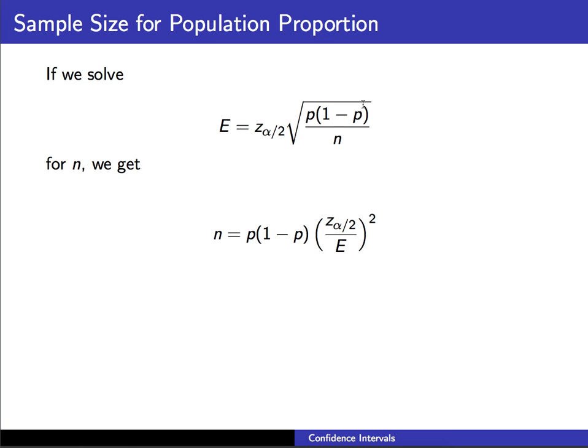All right, for proportions, it's the same principle. We're going to solve this margin of error equation here for n. And without going through all the calculations, you have to divide, square, multiply, and divide and all that, we get n as the probability of success times the probability of failure times the critical value over the margin of error, that value squared.